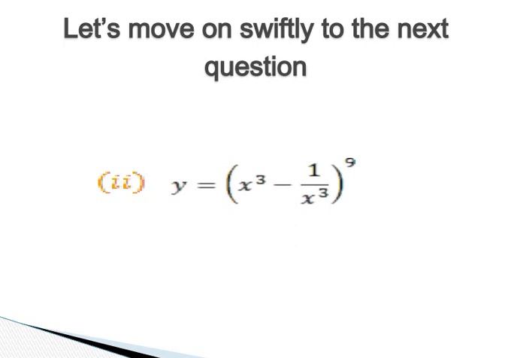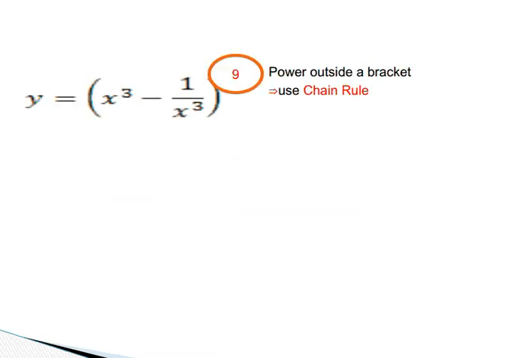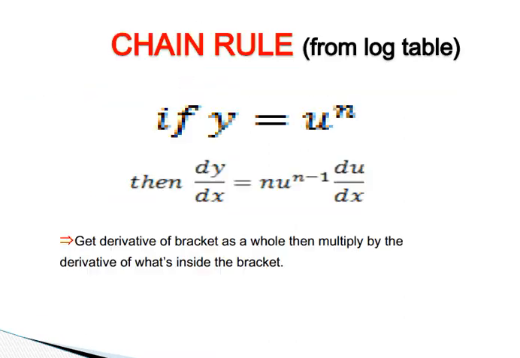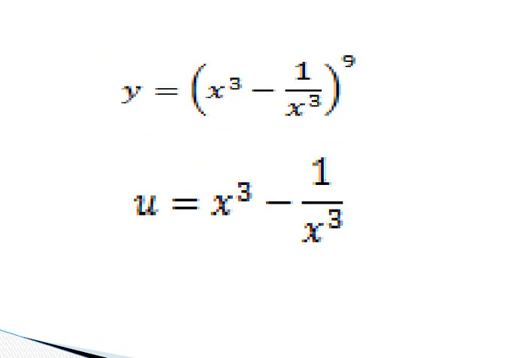And then the next question, which was y equals (x cubed minus 1 over x cubed) all to the power 9. So since there's a power outside the bracket, we use the chain rule. From the log table we see that the chain rule is, if y equals u to the power n, then dy dx equals n by u to the power of n minus 1 multiplied by du dx. Here you get the derivative of the bracket as a whole, then multiply by the derivative of what's inside the bracket.